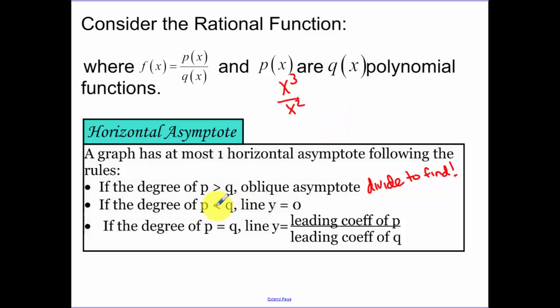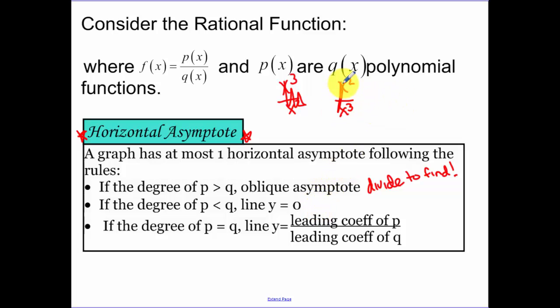If the degree on the top is less than the bottom, so now if those were switched, x squared over x cubed, think about it. Which number is going to get bigger faster? You're going to have bigger numbers on the bottom. So your end behavior, or your horizontal asymptote, what happens as x gets really, really big, is going to get really, really small because the bottom is going to be a lot bigger than the top. And 1 over a really, really big number is really close to 0.